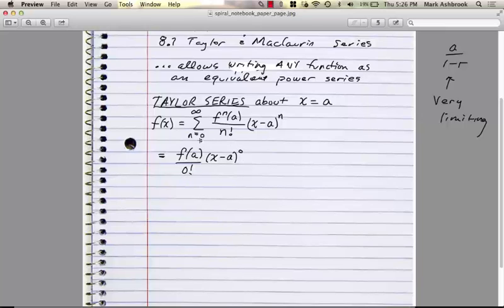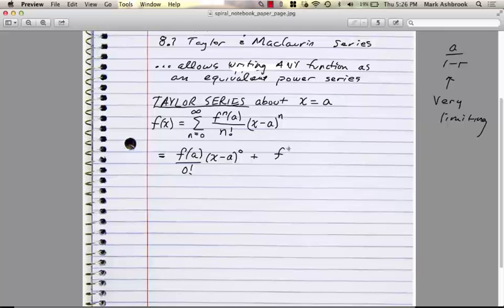What does that all equal then? You know what 0 factorial is? It's 1. No, it's 1 by definition. 0 factorial is 1 by definition. So that whole thing is just f of a. So that's probably the hardest term to figure out. The rest of them should be easier.